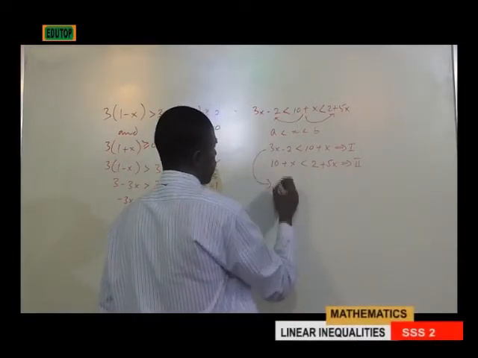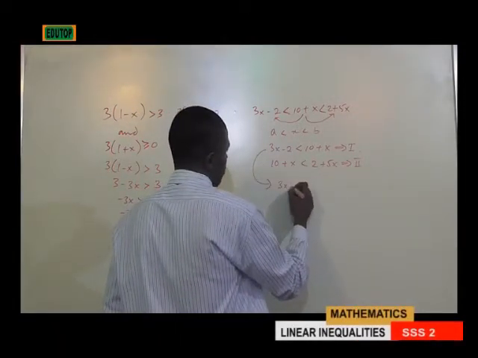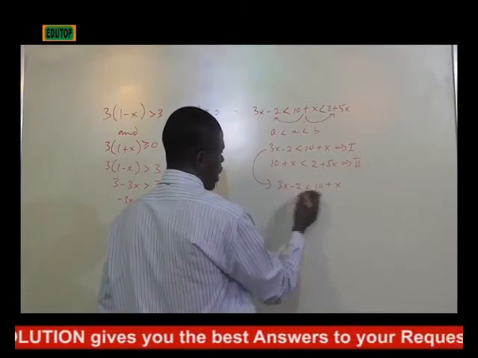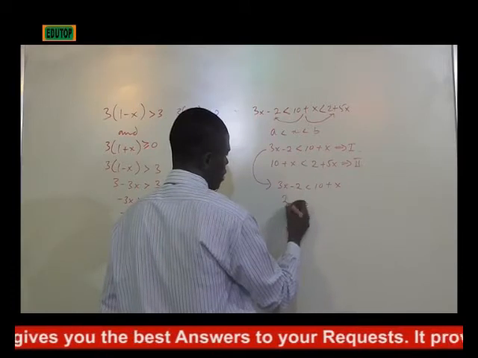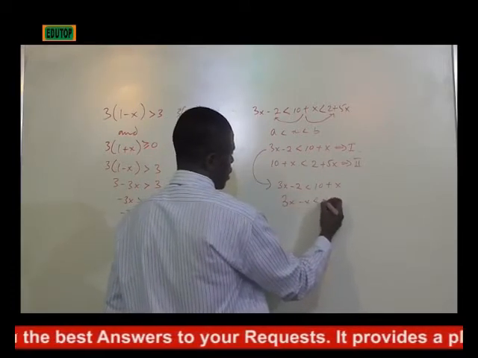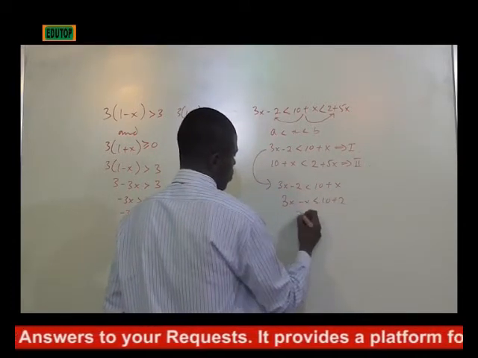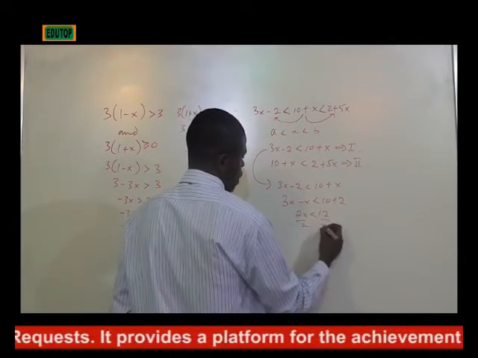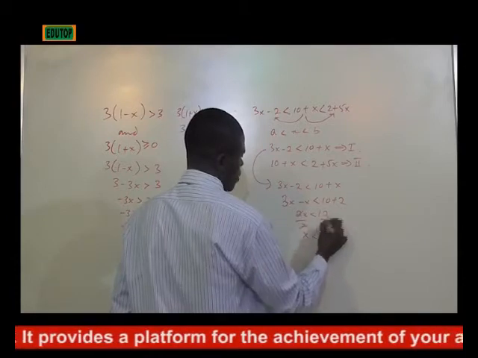The first case, we have 3x minus 2 less than 10 plus x. So here we collect like terms, this one comes here, you have 3x minus x less than 10 plus 2. So this one gives us 2x and this one gives us 12. Divide both sides by 2, we have our x to be less than 6.